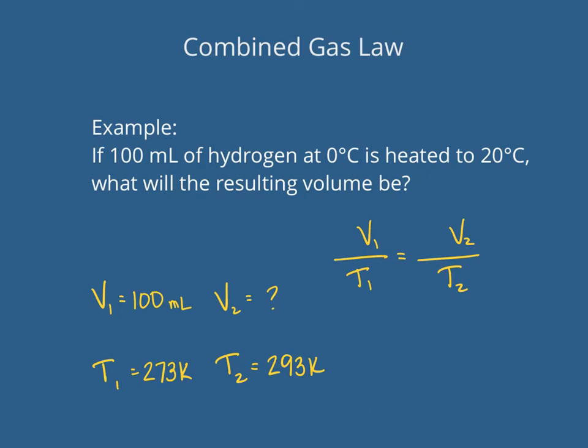So now we can fill in our values for our V1, T1, and V2, T2. So I have 100 milliliters divided by 273 equals V2 over 293. Then I just solve algebraically and I get V2 equal to 107.33 milliliters. And remember, it doesn't matter whether our volume is in milliliters or liters if they don't specify, as long as the units for your initial and final volume match. So for our V2, our units must be milliliters because that was our units for our V1.